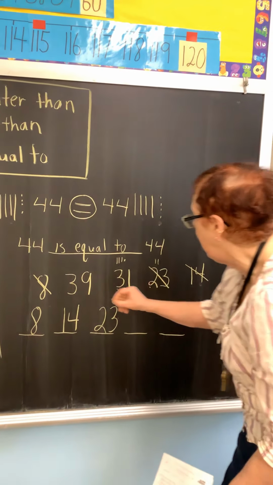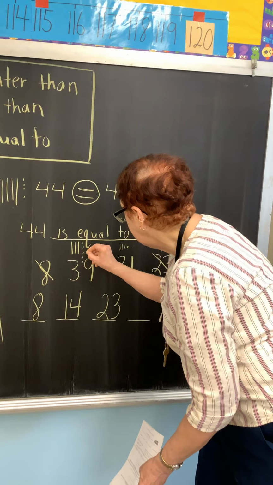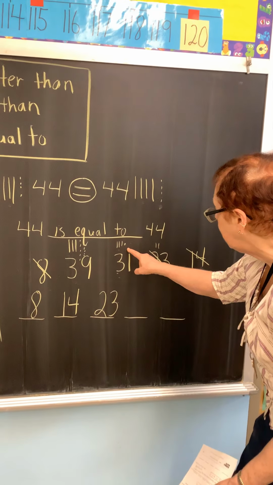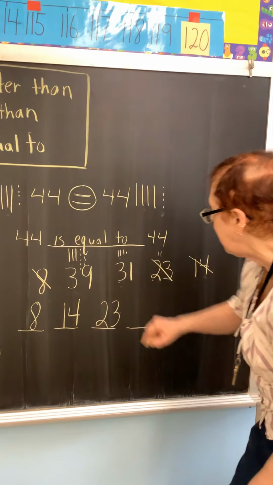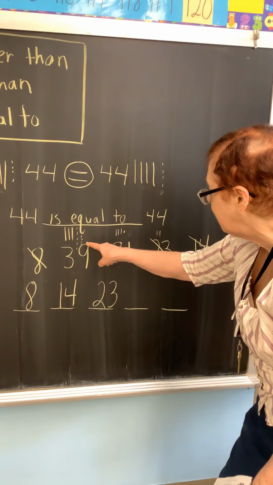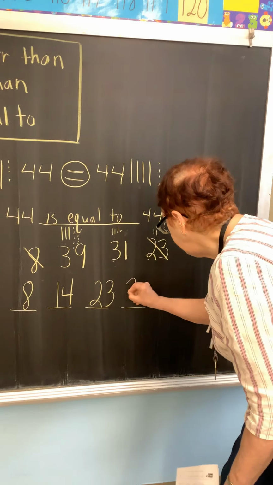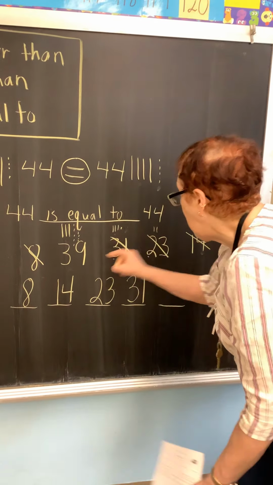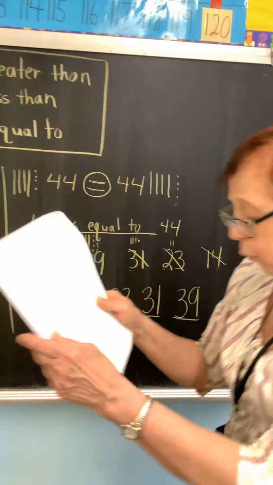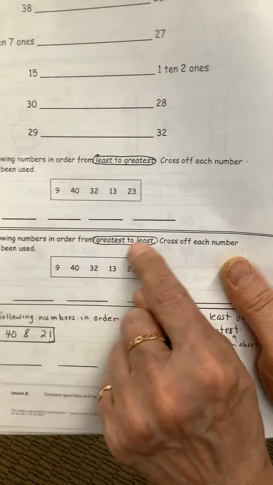Here's 3 tens and 1. And look, 3 tens and 9. 1, 2, 3, 4, 5, 6, 7, 8, 9. So look, which one is smaller? 3 tens and 1 one or 3 tens and 9 ones? So I'm hoping you're saying that because that only has 1 one and this one has 9. We can't go by the 3 because they're both the same. So 31, cross it out, and look what's left. 39. Okay? So the first one says least to greatest, but the second one says greatest to least.